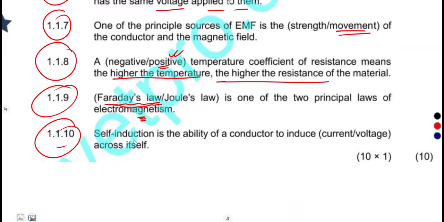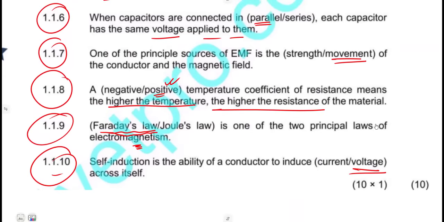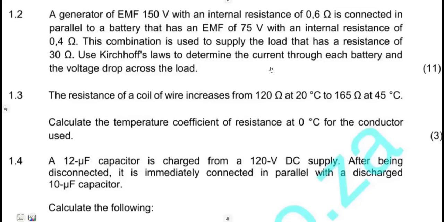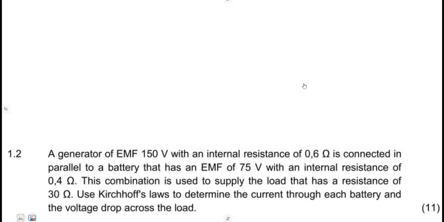Then on 1.1.10, the self-induction is the ability of a conductor to induce what across itself? To induce voltage. So it must induce voltage across itself. That's self-induction. So this part was direct and straightforward. Let us see on 1.2 what we are given here. All right, we have dealt with this type of question where we've got a generator and so on.